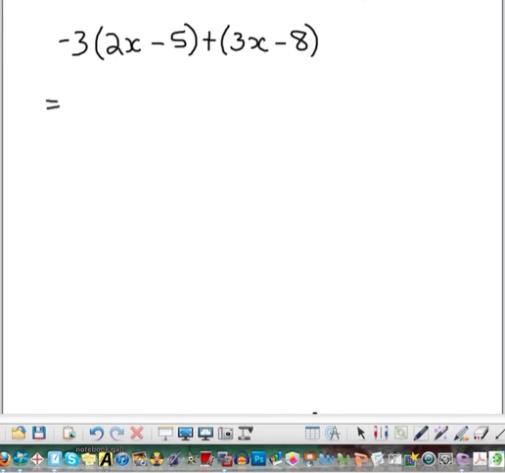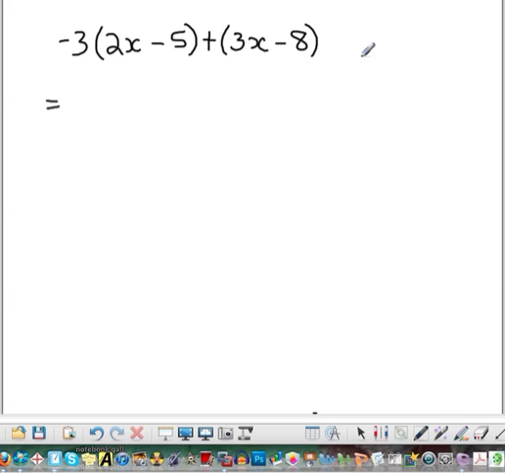Welcome. The following video gives two examples on how to simplify an algebraic expression. So here we have -3 times everything in the bracket. So it's -3 times 2x and then -3 times -5.